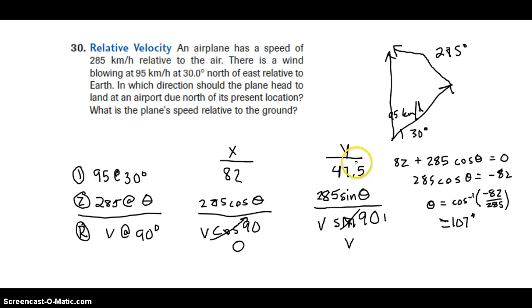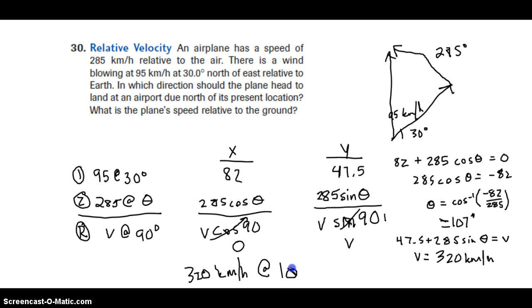Now we know theta, so we should be able to solve the second equation. We have 47.5 plus 285 sine of theta, and that's going to equal my V. I know that theta is 107, so I just take 47.5 plus 285 times the sine of 107, and I'm going to get a velocity of 320 kilometers per hour. So my final answer would be 320 kilometers per hour directed at 107 degrees relative to east.